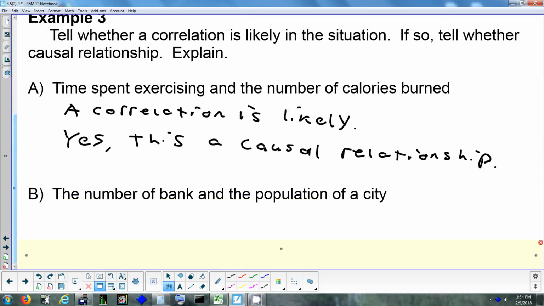Okay, the next one. It says the number of banks and the population of a city. If you were to graph populations of cities and how many banks are in each city, do you think there would be a trend? Of course. In general, the bigger cities probably have more banks, so I would say a correlation is likely.